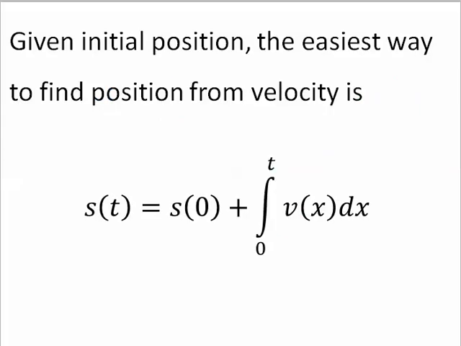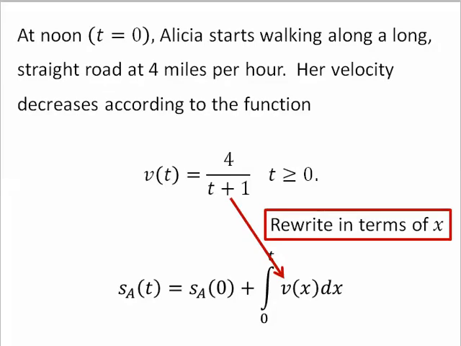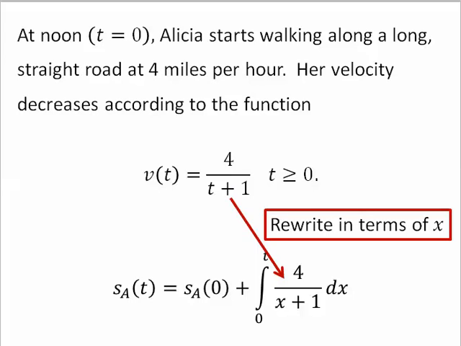If you have the initial position and the velocity function, this formula is fairly convenient for finding the position function. So we're going to use the formula to find Alicia's position function. We're going to insert her velocity function into the formula. To use the formula, you have to change the variable v of t into v of x. So we do that, and we have 4 over x plus 1 in the integrand.